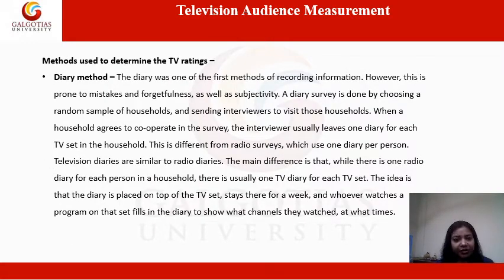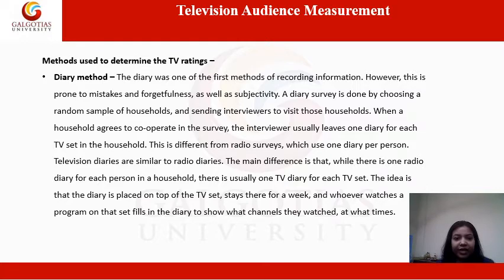Methods used to determine the TV ratings. Diary method. The diary was one of the first methods of recording information. However, this is prone to mistakes and forgetfulness as well as subjectivity. A diary survey is done by choosing a random sample of households and sending interviewers to visit those households.